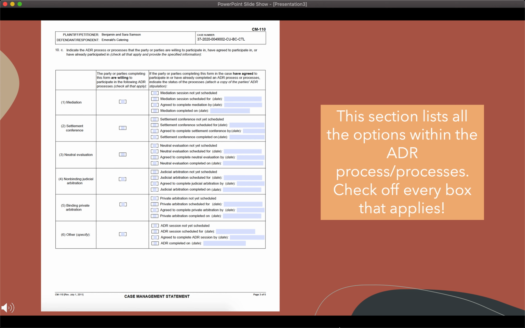On page 3, you'll see Section 10C. This section indicates the ADR process or processes that the party or parties are willing to participate in, have agreed to participate in, or have already participated in. In this section, you should check all the boxes that apply.